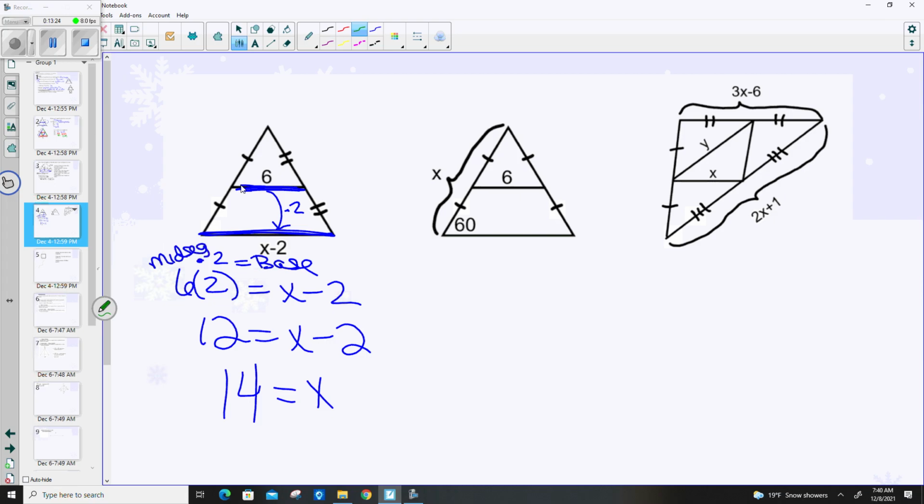Okay. Go ahead and take a look at the next one and see if you can decide what kind of triangle it is from our types of triangles. Go ahead and talk to somebody near you on it.